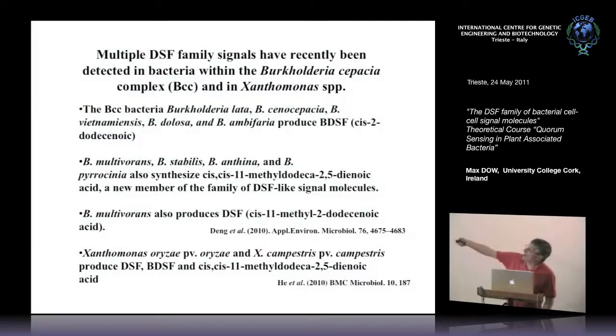They produce another molecule, a DSF family molecule with 2 double bonds in it, cis-11-methyl-dodeca-2,5-dienoic acid, which they called CDSF, and you can imagine why, because you don't want to keep saying this all the time. And then multivorans also produces DSF. So these bacteria in the Burkholderia complex produce a range of different molecules. And when they look back at Xanthomonas oryzae and campestris, these also produce these 3 molecules. So although we originally only detected DSF and BDSF, these other molecules seem to be present.